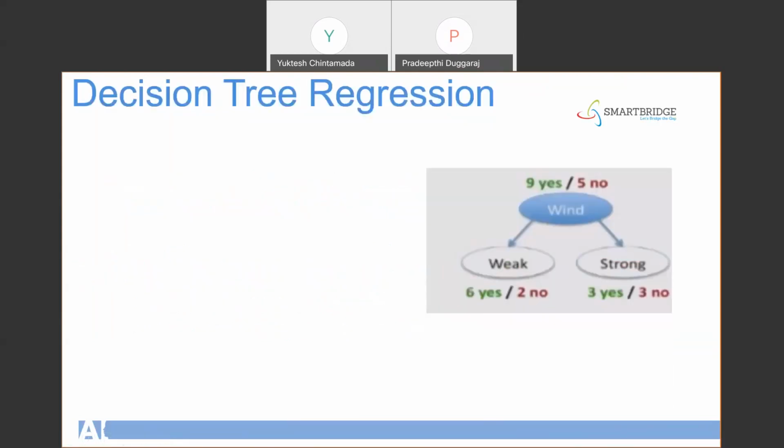Whenever you split the data with wind, it gets divided into two subsets: a weak subset and a strong subset. In the weak subset, there are 8 observations, of which 6 are yeses and 2 are no's. In the same way, in the strong subset, there are 6 observations, of which 3 are yeses and 3 are no's. Did you understand this? What is this 6 and 2? What is this 3 and 3? Did you understand this, or should I show that in the data set?